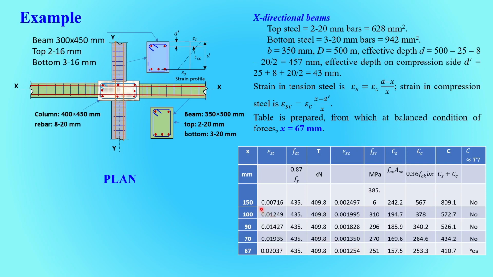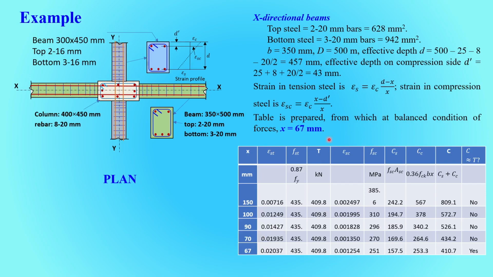So we started arbitrarily with the initial value of x as 150 millimeter. So we see that T is here 409.8 kilonewton and C is 809.1 kilonewton. This indicates C is much higher than T, so we have to reduce the neutral axis depth. So we have taken it 100 millimeter. Here also again C is much higher, so we have reduced to 90, then 70, then at 67 we found that 409.8 and 410.7, C and T are almost balanced. So we consider 67 millimeter as the neutral axis depth for this section where equilibrium has been reached in compression and tension.